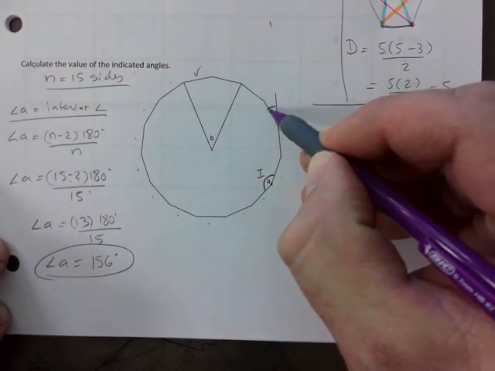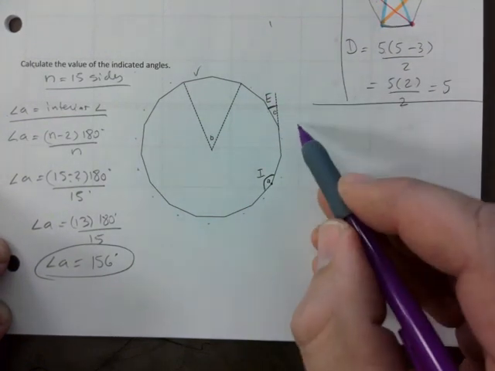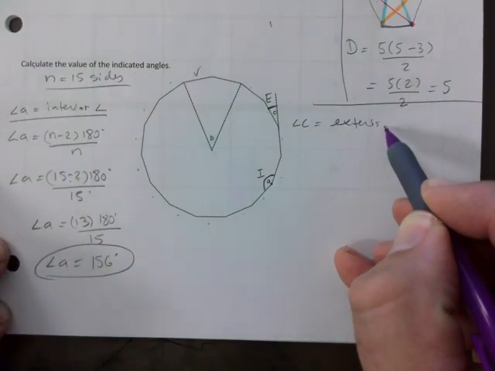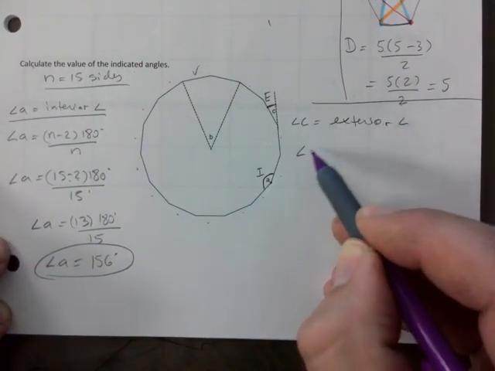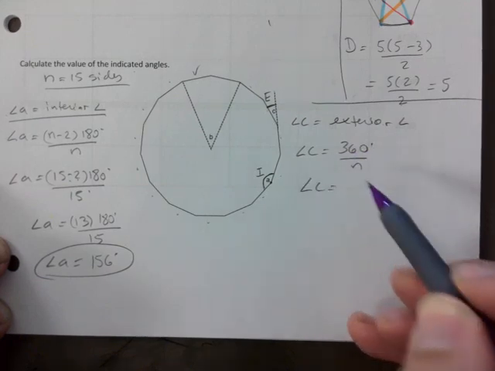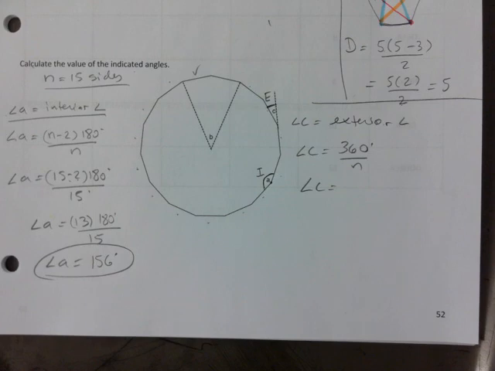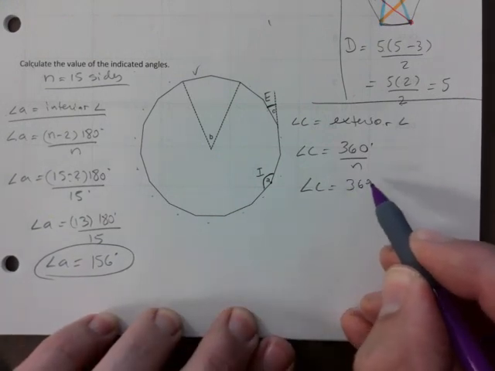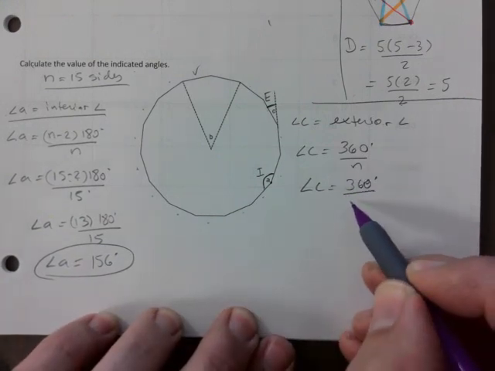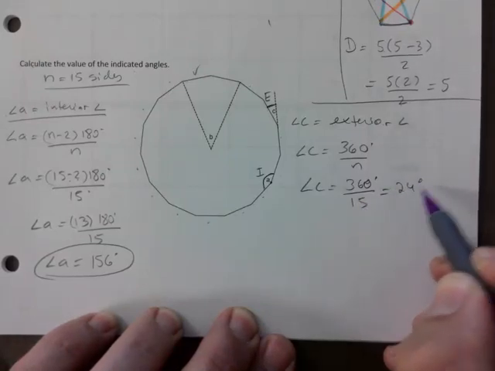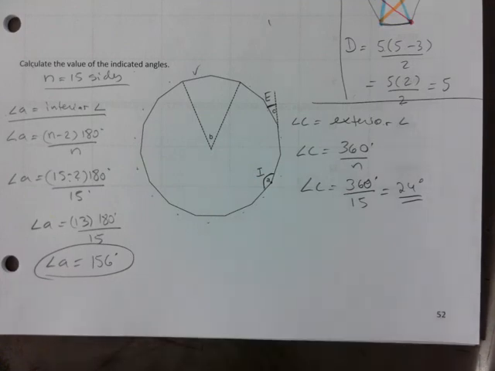Angle C is actually an exterior angle, right? So angle C is simply 360 divided by n. Wait a minute, is there another way to do this? 180 minus 156 would give us this too. Okay, just letting you know that it's still available. 360 divided by 15, so that is 24. Angle C is 24.